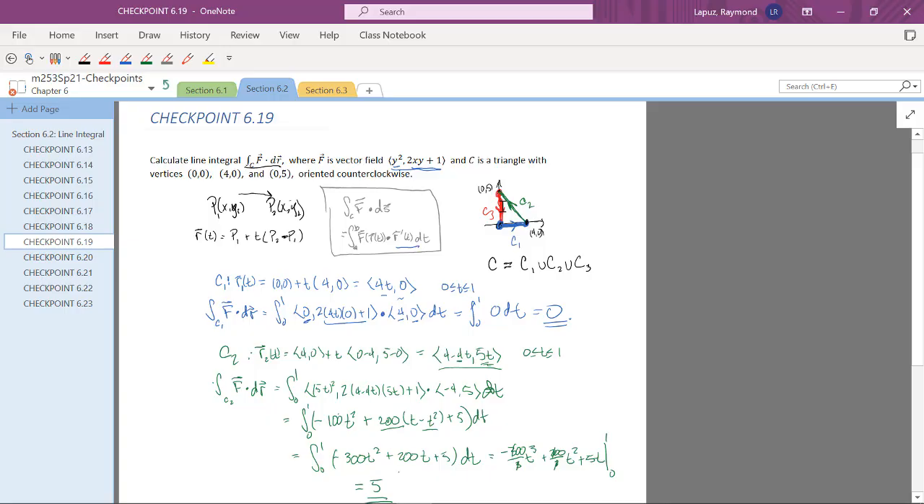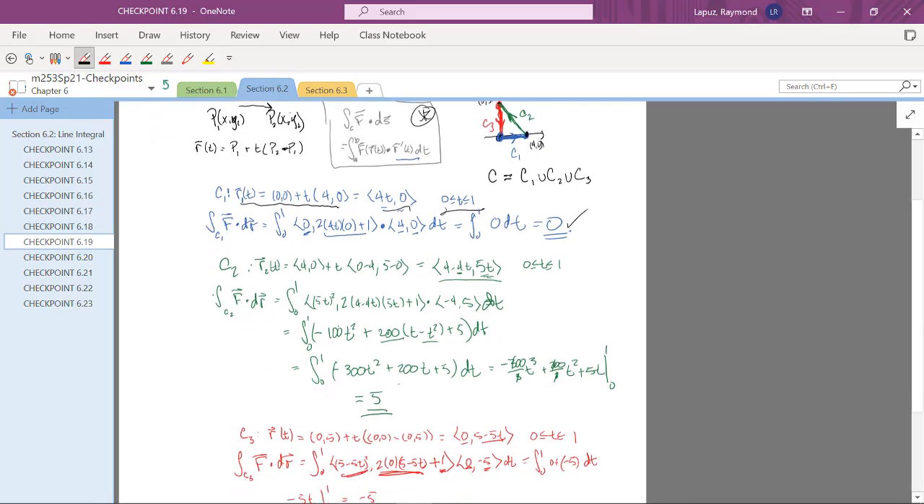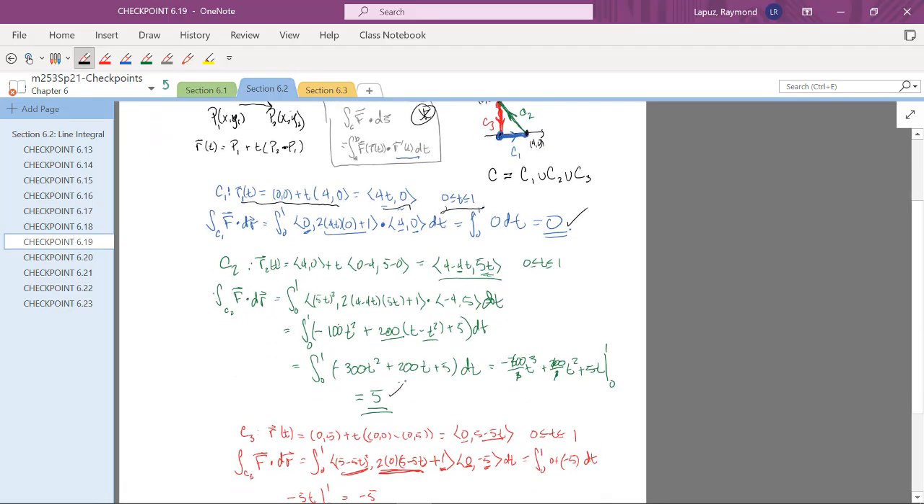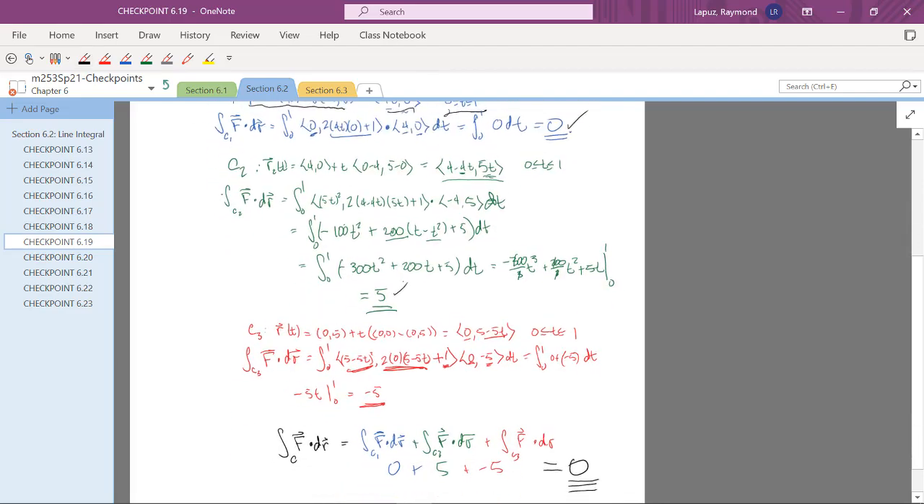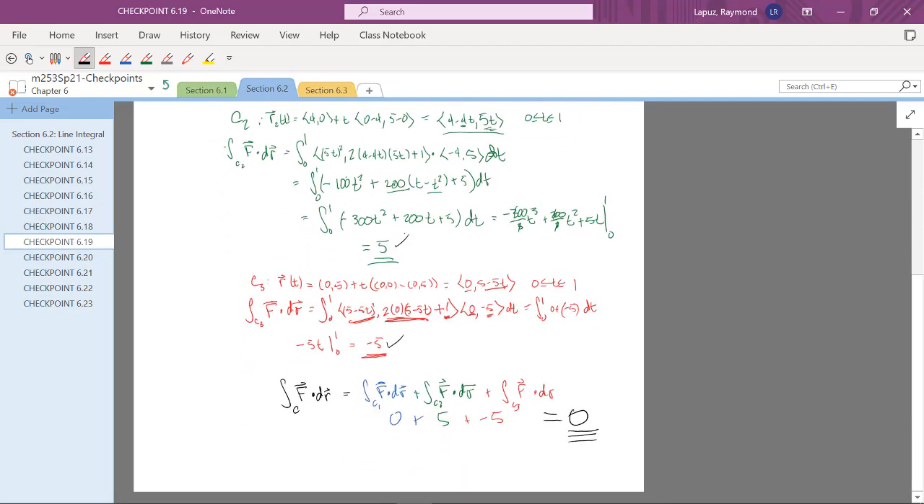Meanwhile, we broke this up into 3 different curves, C1, C2, and C3. We parameterized each curve with limits, and then we used this working definition to find the line integral for each one. We got a 0 for the first one, a 5 for the second one, a -5 for the third one. Add them all up, the whole line integral adds up to 0.